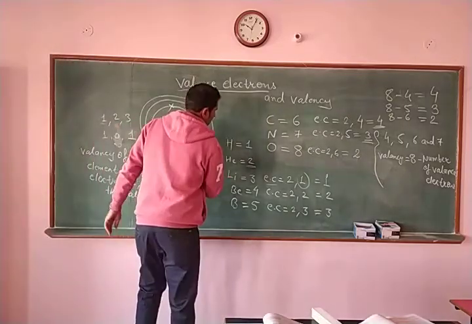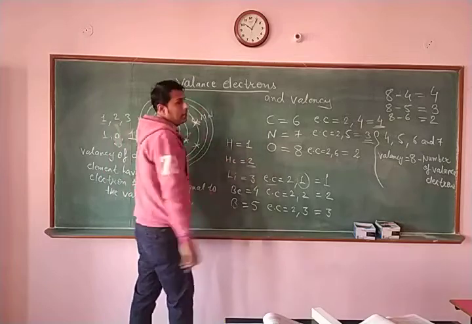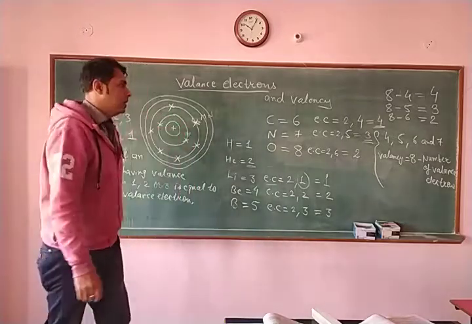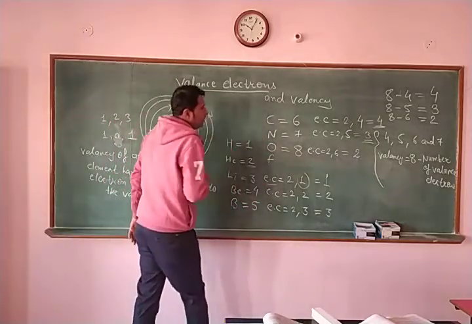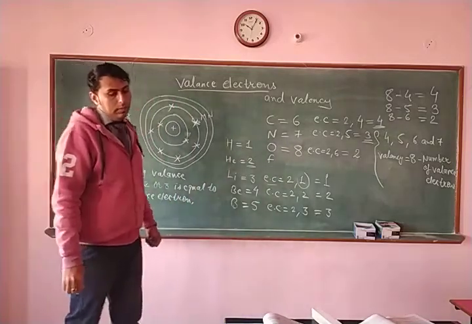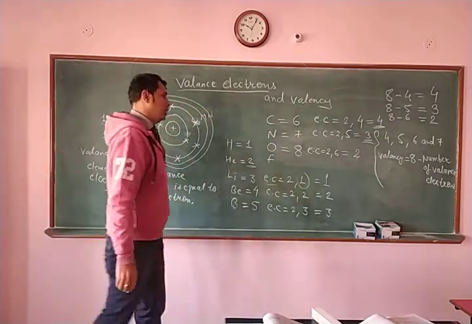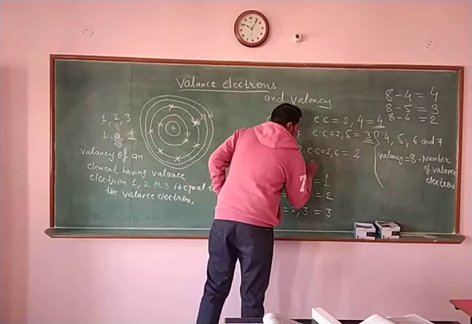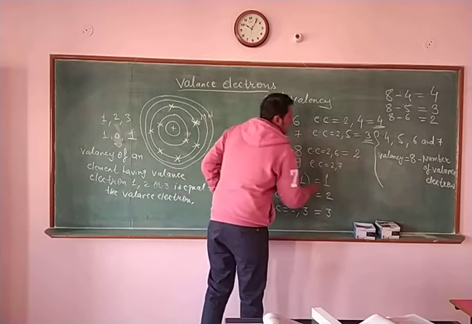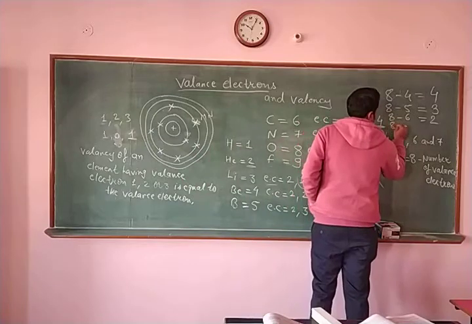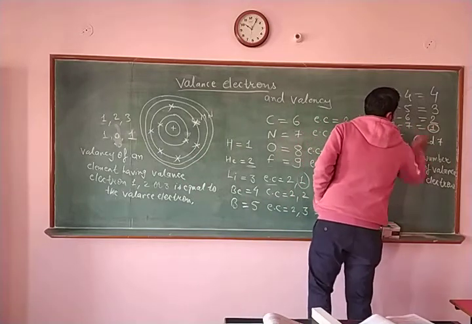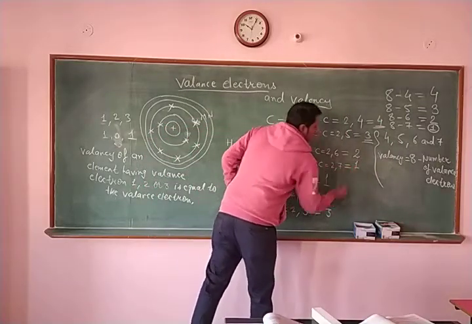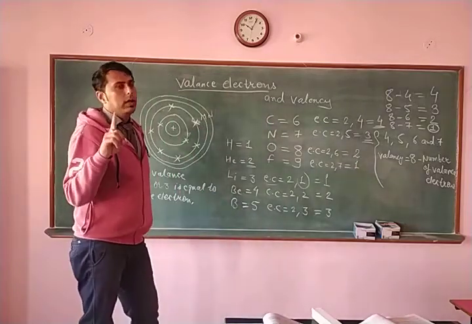Now we come to hydrogen, helium, lithium, beryllium, boron, carbon, nitrogen, oxygen, and what will come after oxygen? Yes, fluorine. So fluorine will come, and the atomic number for fluorine will be 9. So easily, please calculate, the EC will be 2 and 7. So 8 minus 7 will be 1. So 1 will be the valency for fluorine. So fluorine needs only 1 electron to complete the octet.